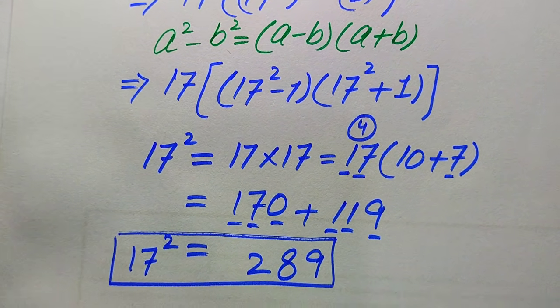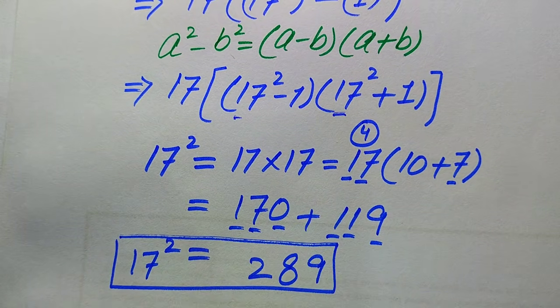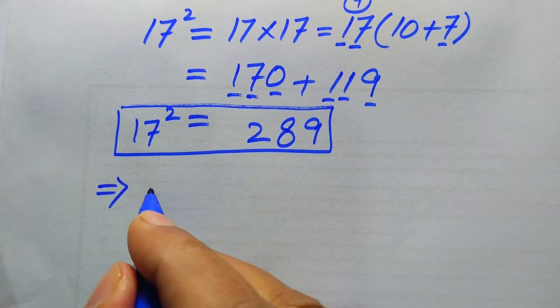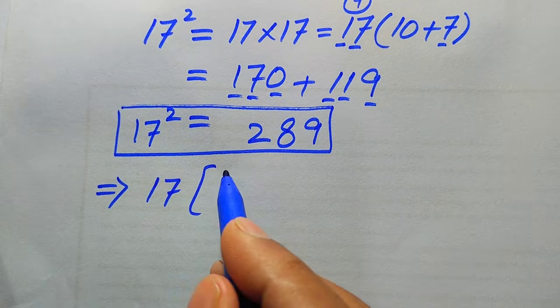289. And now we move backward and we substitute this value on both of these two places, so that our above expression implies that we have 17 times of 17 square.